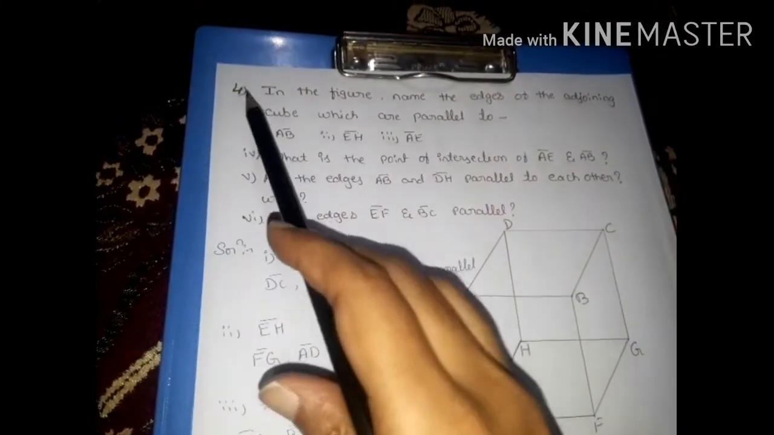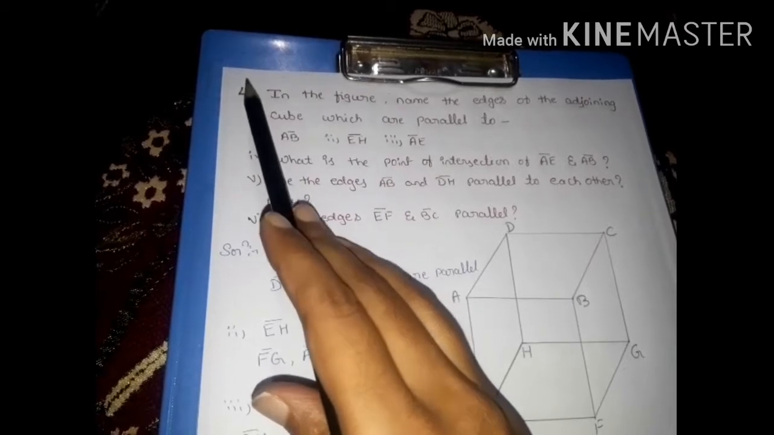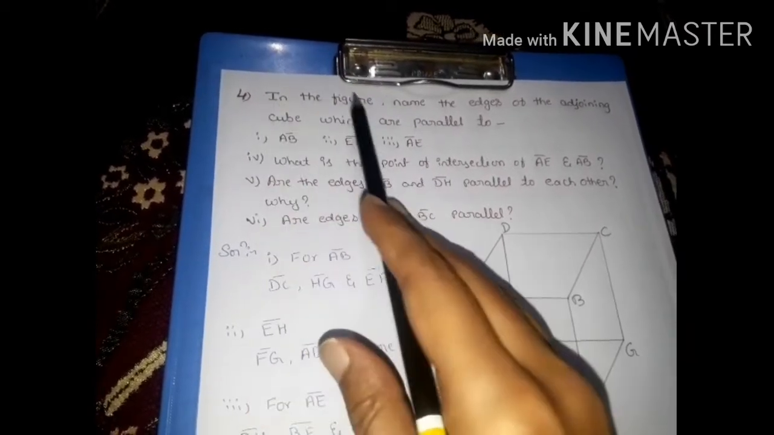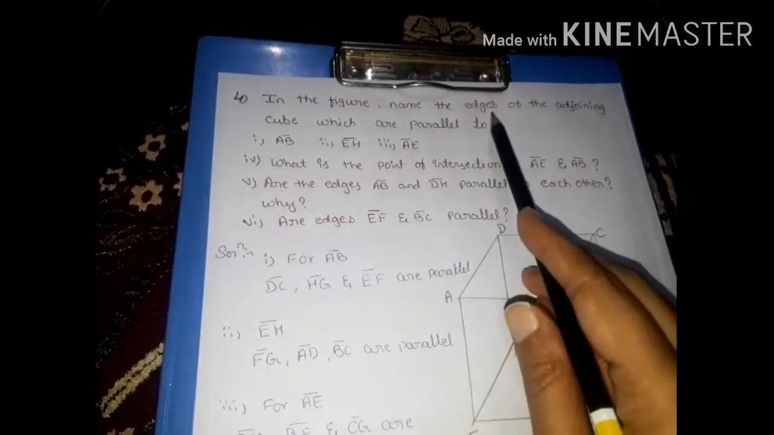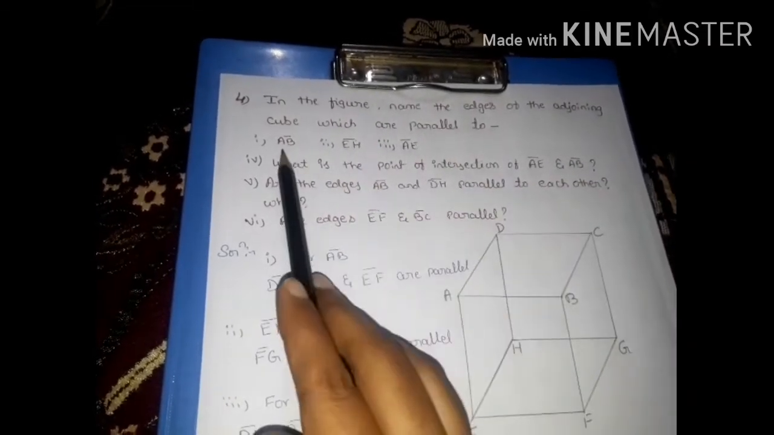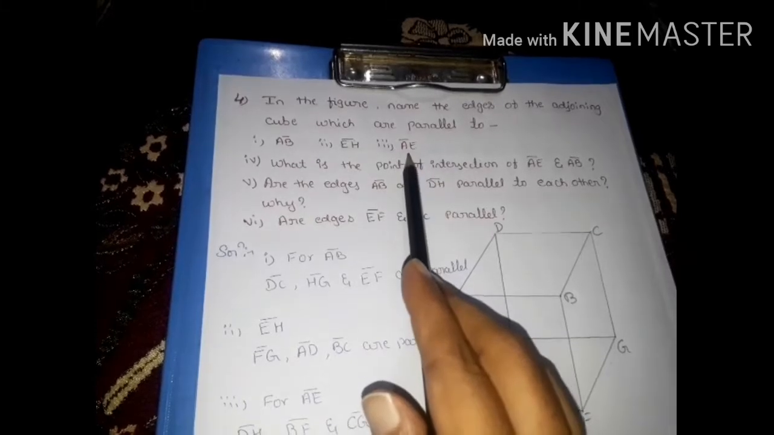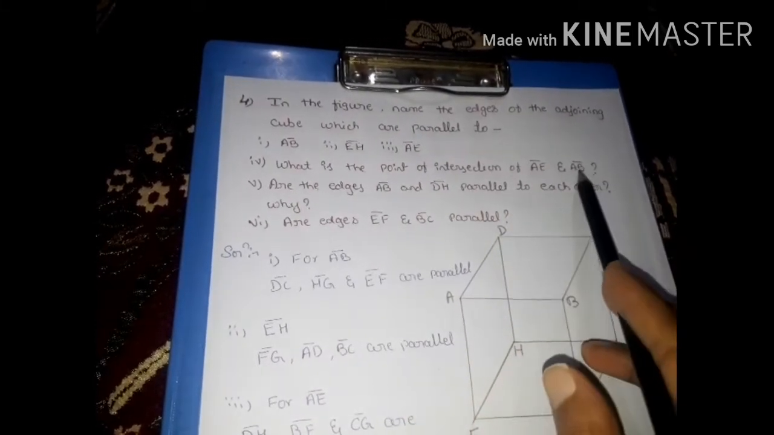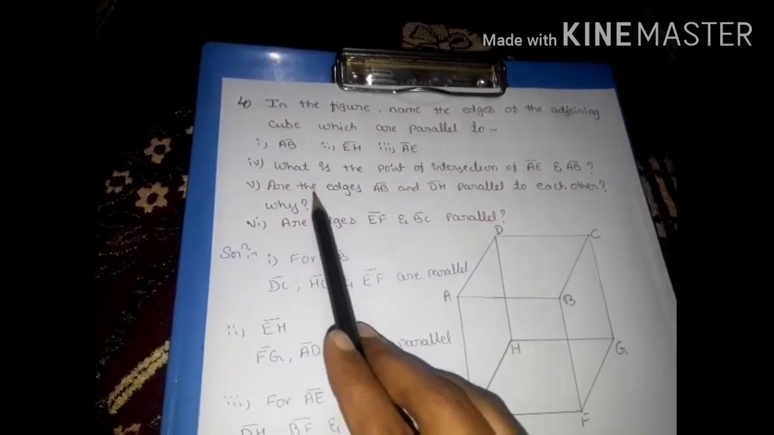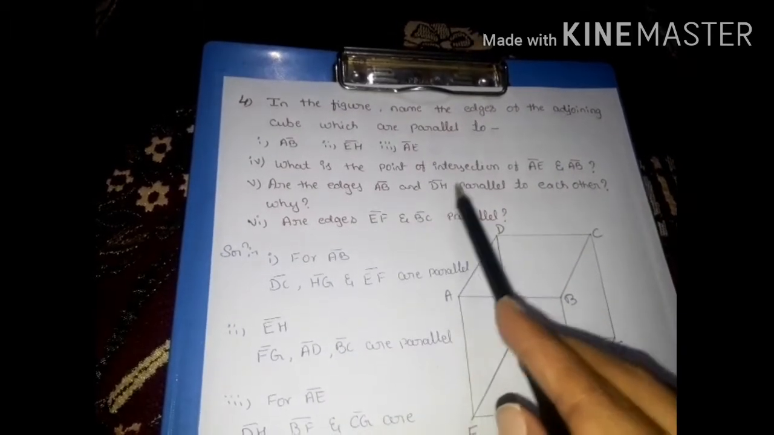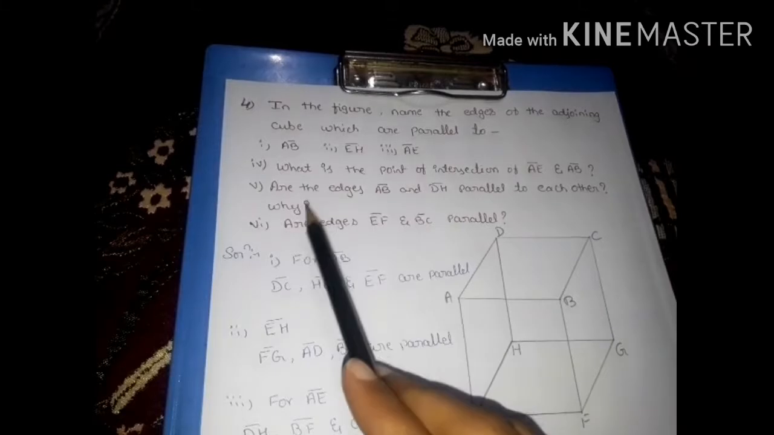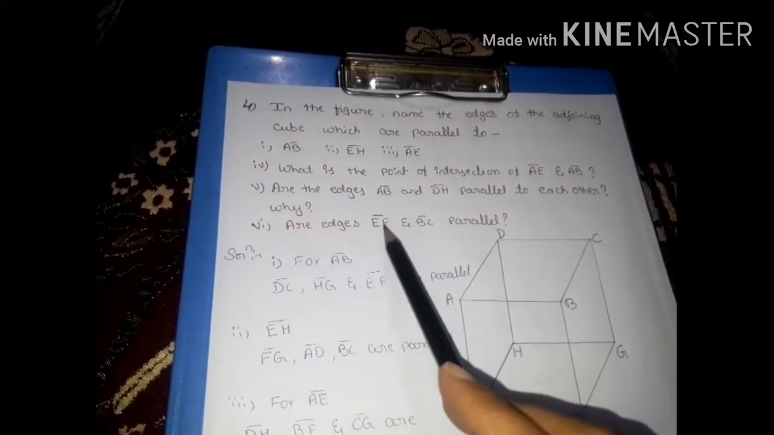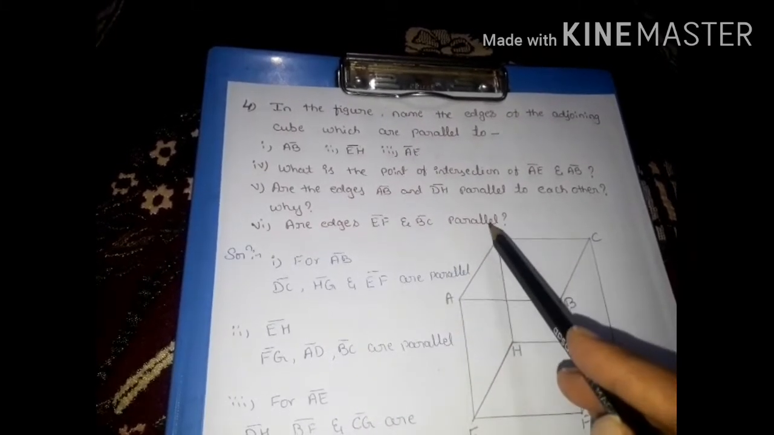Now let us move to solve the fourth question, that is the brain teaser last question. In the figure, name the edges of the adjoining cube which are parallel to AB, EH, AE. What is the point of intersection of AE and AB? Are the edges AB and DH parallel to each other? Why? Are edges EF and BC parallel?